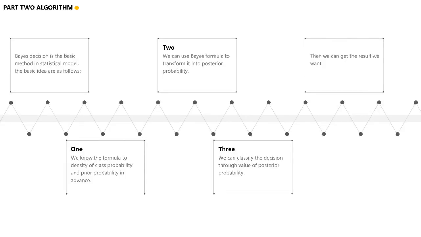There are a few steps involved in that algorithm. Bayes' decision is the basic method in statistical model. The basic idea is as follows. The first one is we know the formula of density of class probability and prior probability in advance. This is the assumption that we know in advance. The second part is we can use Bayes' formula to transform it into posterior probability. The third one is we can classify the decision through the value of posterior probability. And finally, after we get all this, we can get the result we want.